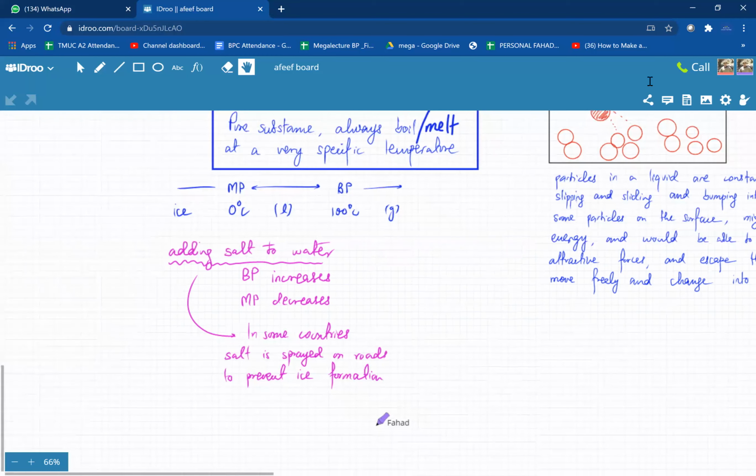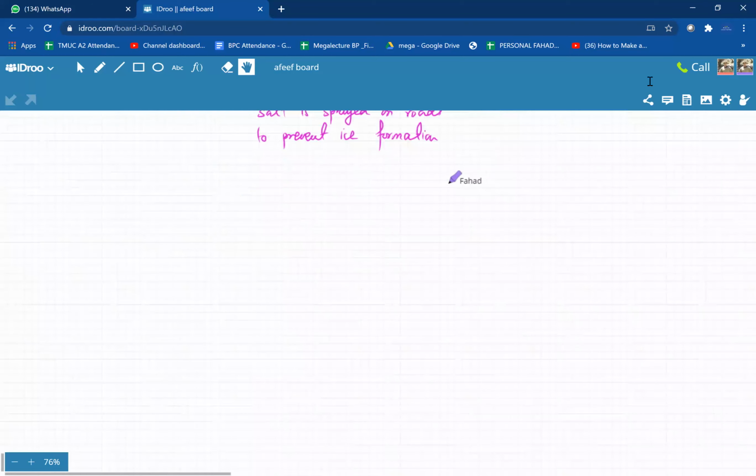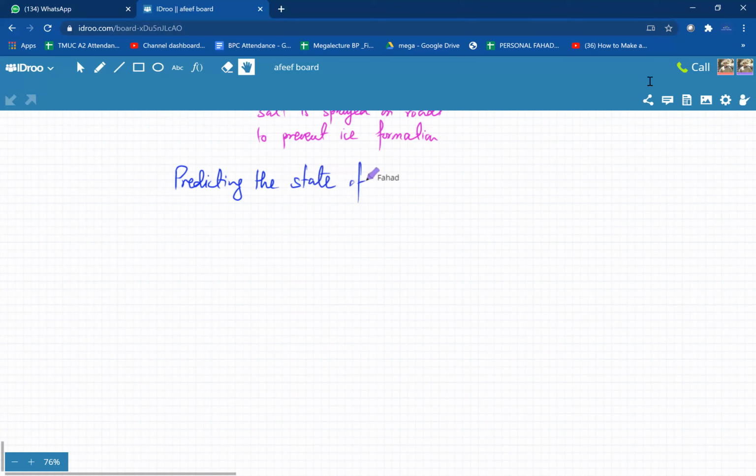I said then there's another thing about boiling and melting points, and that is predicting the state of a substance. So how do you actually predict states? With states, I mean solid, liquid, and gas, whether it's a solid or a liquid or a gas. We'll talk about water first because you already know about water.